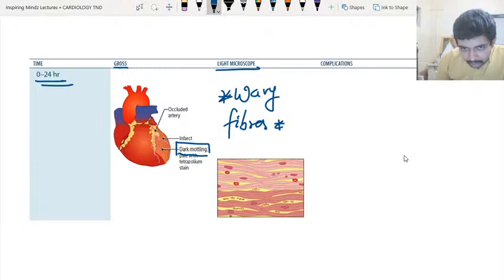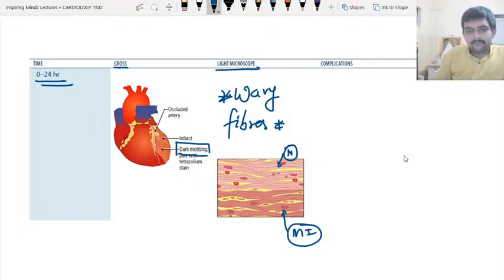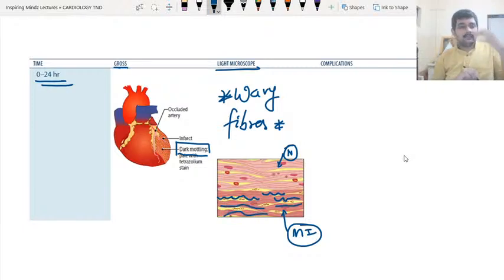See, if you can appreciate, this is the normal tissue and this is the MI tissue. You will observe that in the normal tissue this branching pattern is very uniform, but if you observe this area in an acute MI, you can observe the fibers have become quite wavy. This appearance of wavy fibers occurs at 0 to 24 hours.